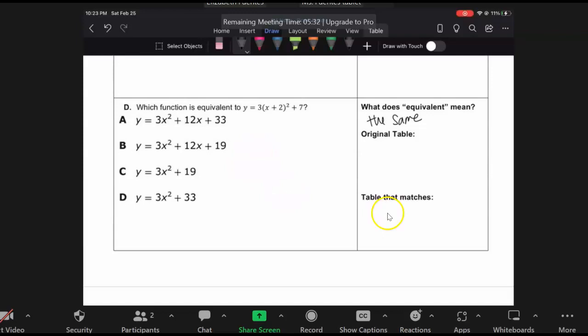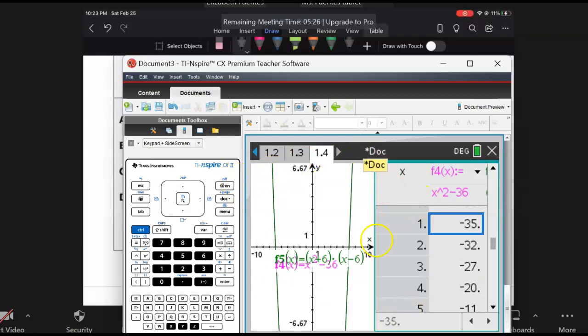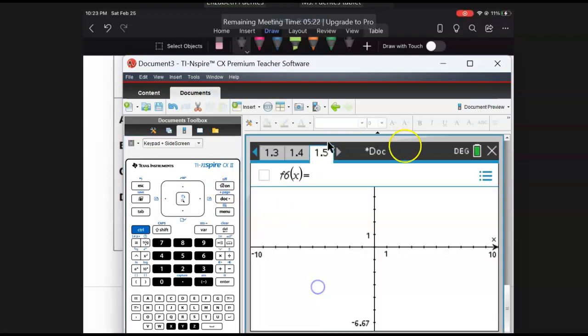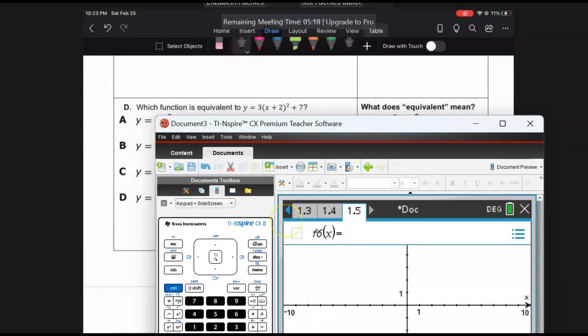You can do table match if you want, but let's look at our picture. So let's graph match this. Now that we're on a different question, each time you're on a different question, you can make a new graph. So 3 times the parentheses, x plus 2 squared plus 7. Enter.